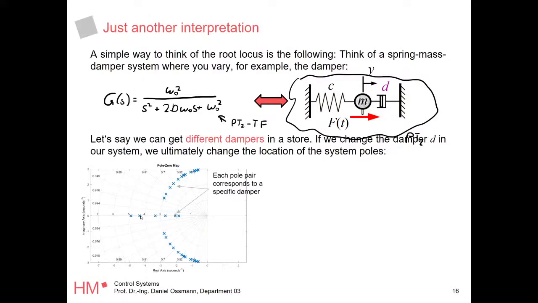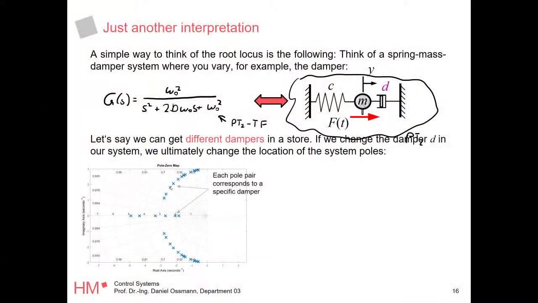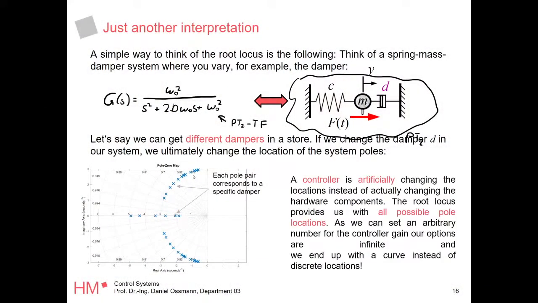You see, okay, it's very good damp, but it's too slow, so I need to go back and buy another one. So you end up with a lot of dampers, and what the root locus curve is, it basically gives you a line for all the dampers you can buy, right? So instead of these discrete points, you just draw a line through all the points, and you will see, okay, by just changing this damping here, I'm actually changing the location in the pole zero map.